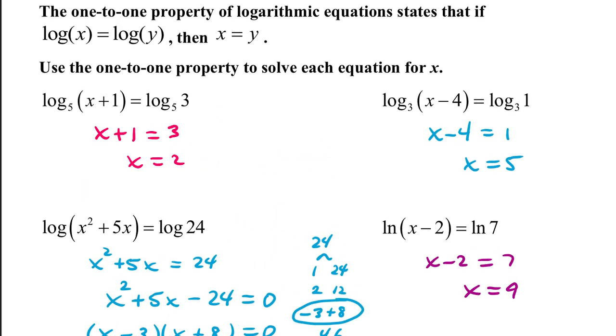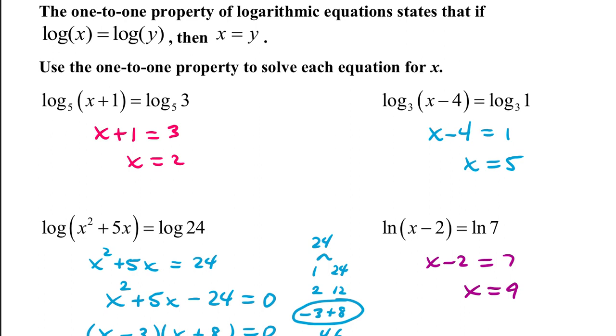Logarithms have a one-to-one property as well. If two logs are equal, x equals y. In the first example, we have log base 5 of x plus 1 equals log base 5 of 3. Same logarithm, that tells us x plus 1 has to equal 3, and that's true if x equals 2.